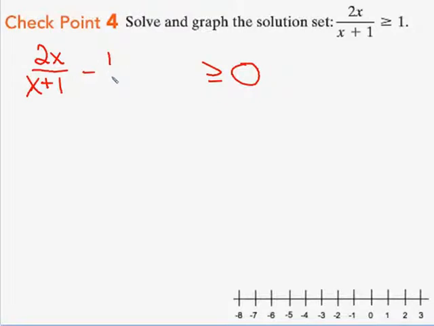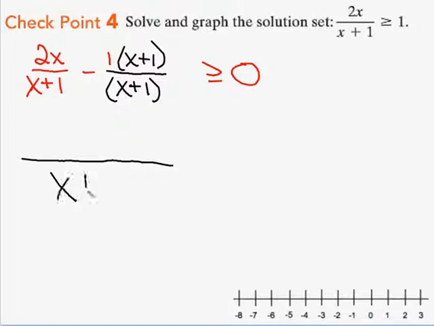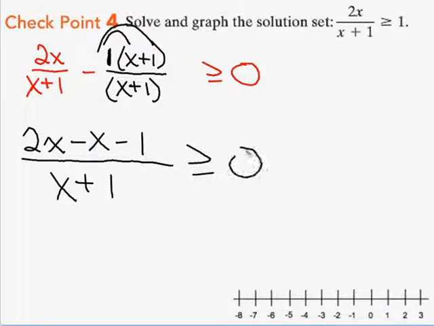Well, let's get our common denominator. Common denominator will be x plus 1. So I multiply my numerator 1 by the same x plus 1. And now I have a common denominator, x plus 1. So I can condense my numerator pieces. First the 2x. And let's do this all at once. Here I'm going to distribute a negative 1. Negative 1 times x is minus x. Negative 1 times 1 is minus 1. Greater than or equal to 0. See, what we're left with here now is 2x minus x, which is x, and then it's minus 1 over x plus 1, and that is greater than or equal to 0.